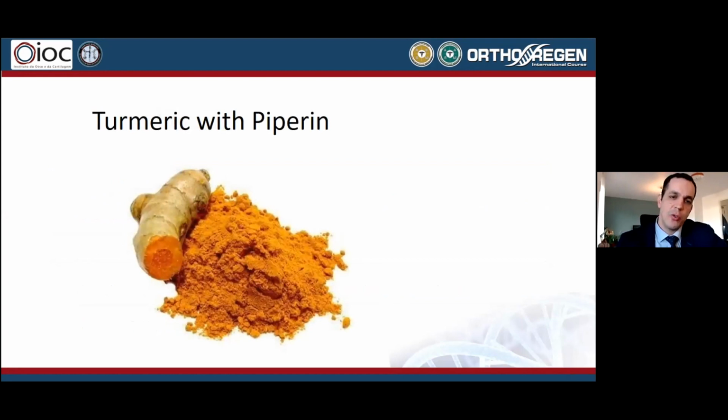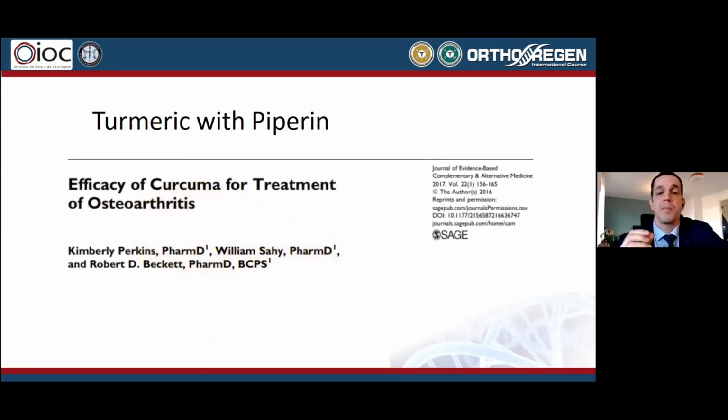The next nutrient that I want to talk with you about today is turmeric, especially associated with piperine, which increases the bioavailability of the turmeric in our body. The turmeric has a bioactive compound called curcumin, which is a potent anti-inflammatory substance, and its efficacy has been tested in osteoarthritis patients. There are some articles that show that it has the same effect as ibuprofen without the side effects that we can find in the ibuprofen medication.